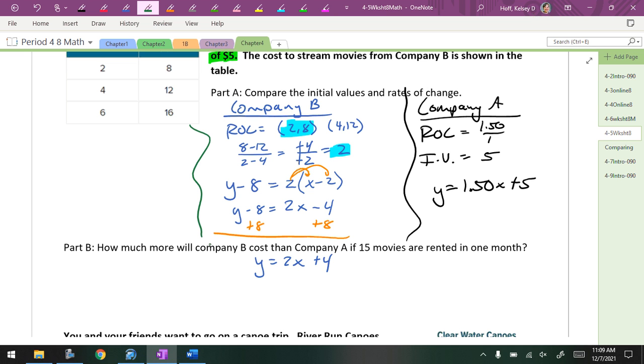Company B's rate of change is $2 per movie, and Company A's rate of change is $1.50 per movie. Okay, you haven't compared anything. You just told me what they were. Company B is 50 cents more than Company A. Okay, and when you say 50 cents more, what does that mean? Right? 50 cents more per movie. You want to talk about that per so that they know you're talking about your rate of change. So Company B charges 50 cents more per movie.